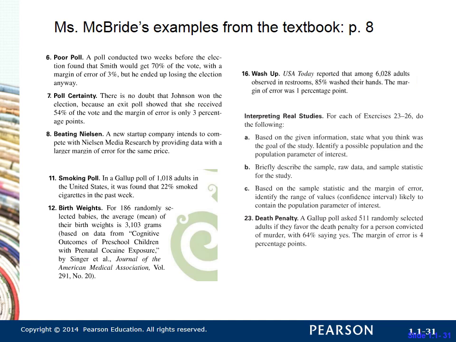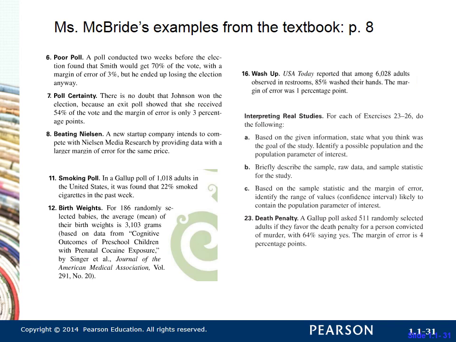All right, so my problem here, 23, we're talking about the death penalty. A Gallup poll asked 511 randomly selected adults if they favor the death penalty for a person convicted of murder. 64% say yes. Margin of error 4%. So let's start with the sample. I use it to get my population. And it seems that the goal of the study was to find out if adults favor the death penalty for a person convicted of murder. So my population, though, will be all adults.